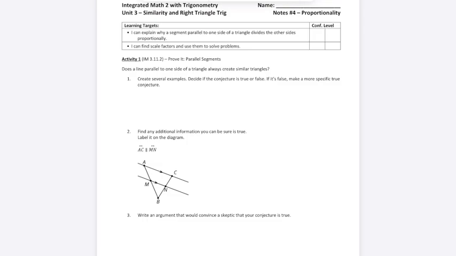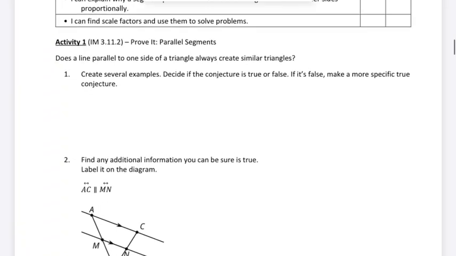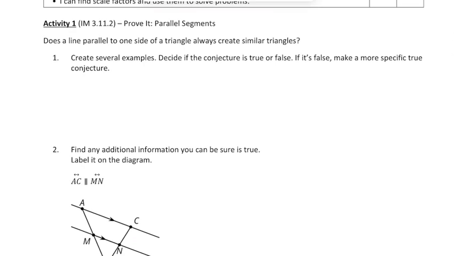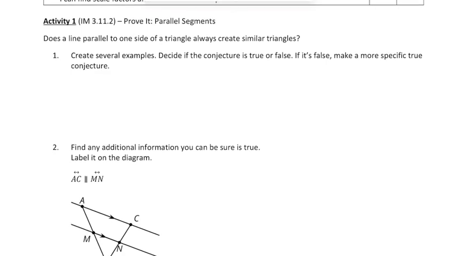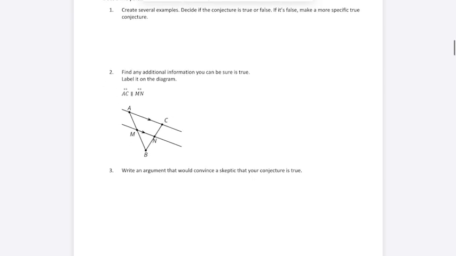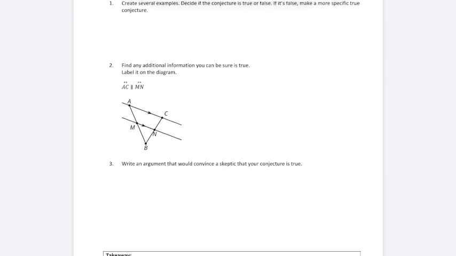All right, so there are 4 activities today. Let's start with activity 1. Does a line parallel to one side of a triangle always create similar triangles? Draw some examples. Decide if the conjecture is true or false. Why don't you take a minute and try activity number 1. You can pause the video now and go for it. Okay, hopefully you paused it and had a chance to try.